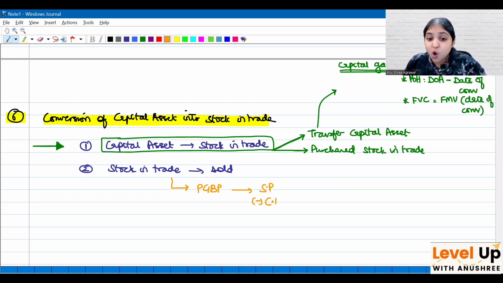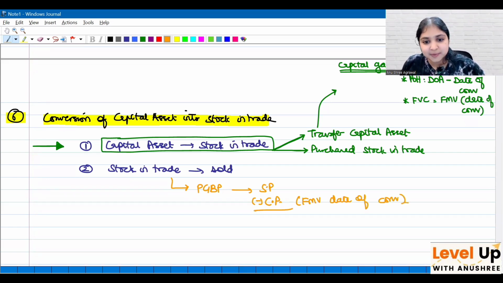What will be your cost price? Tell me, did you actually pay anything to buy the stock in trade? No. But I am imagining on this date of conversion, I purchased the stock in trade. So had I purchased the stock in trade on this date, for how much would I have purchased it, guys? I would have gone to the market, I would have paid the fair market value. So that same fair market value on the date of conversion will become my cost price. My balance number will become PGBP.